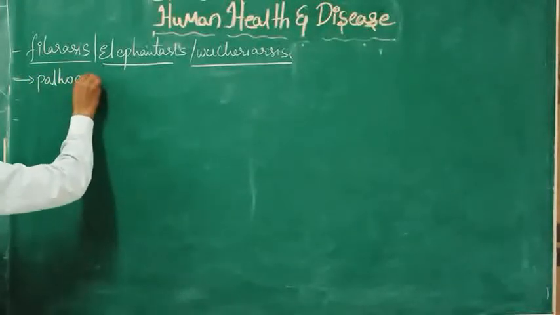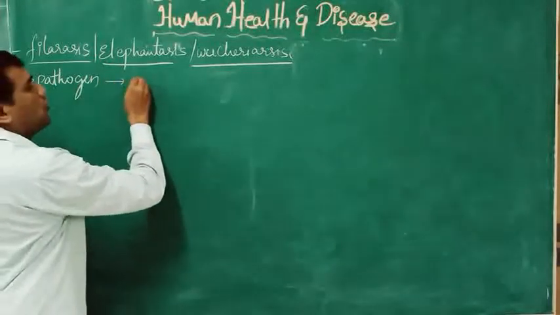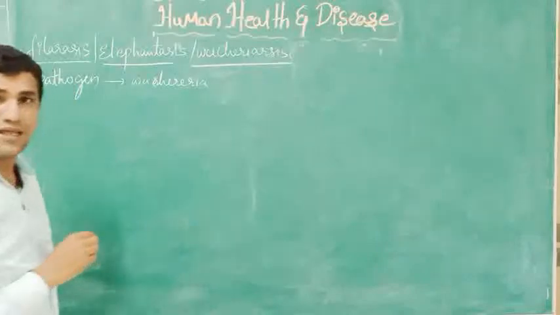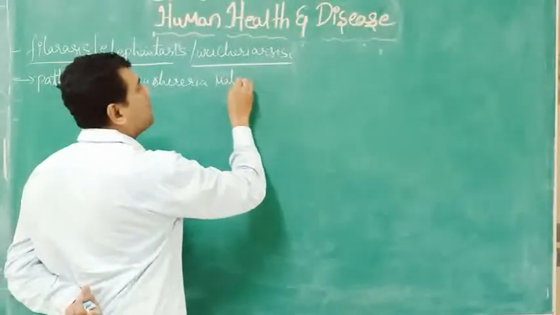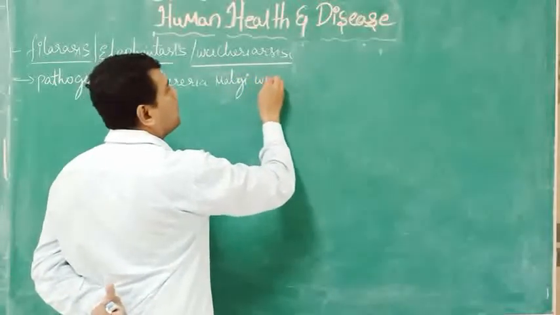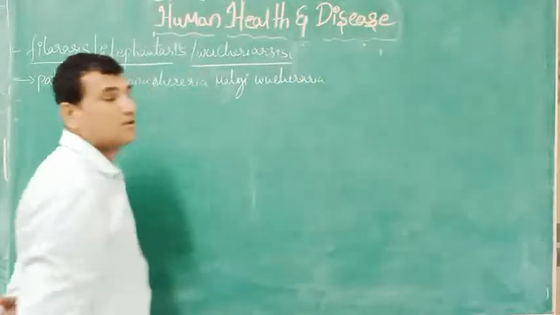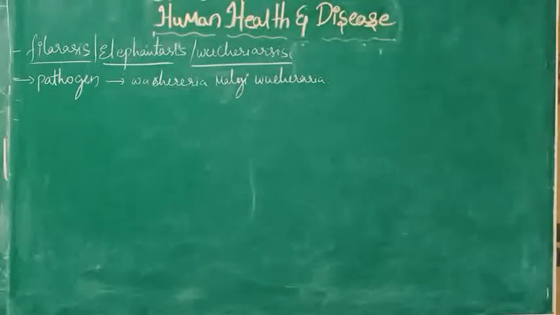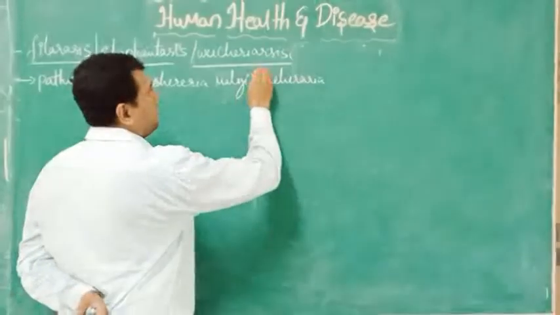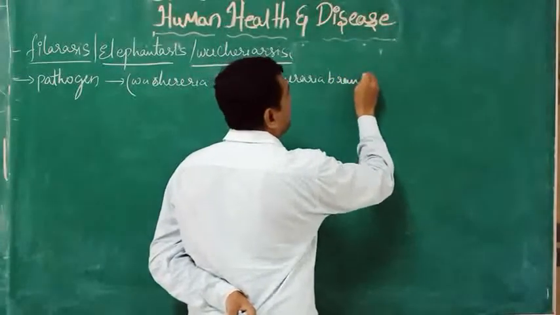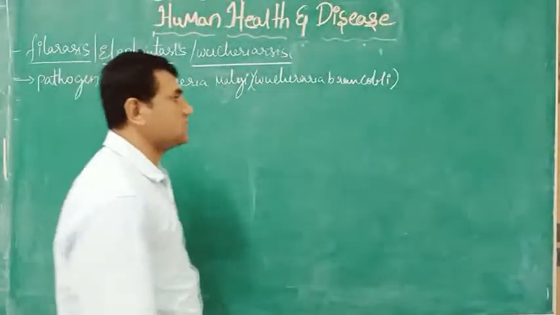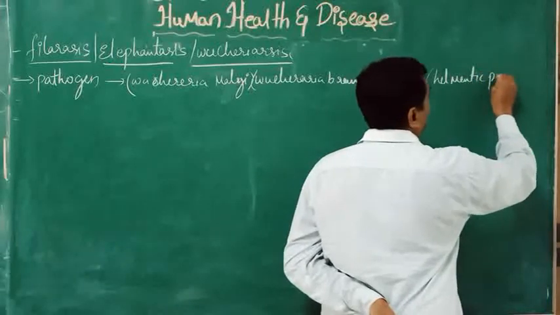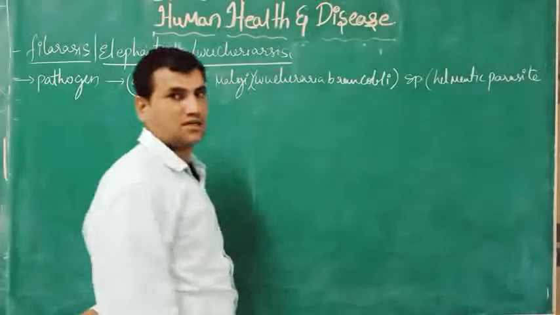The pathogen which is causing this filariasis is Wuchereria bancrofti and Wuchereria malayi. These are the two species which cause the disease, and these are also helminthic parasites.